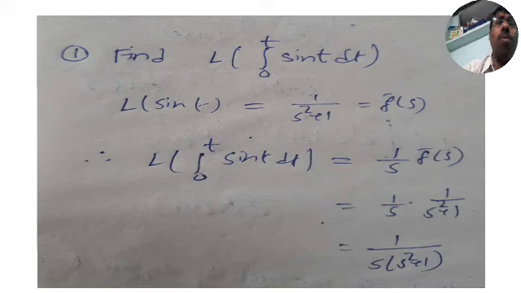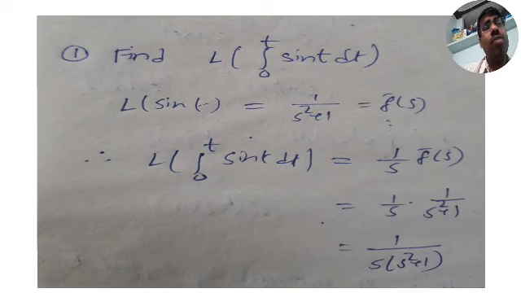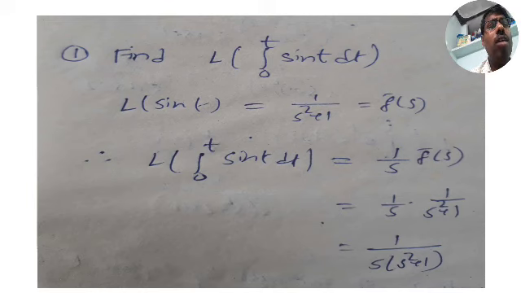By seeing the problem, you can identify it is an integral of a function, Laplace transform of integral of a function. So what is f of t? It is sin t. L of f of t is 1 by s square plus 1, that is f bar of s. So into 1 by s, that gives the answer. So the answer is 1 by s into s square plus 1. This is our first problem.